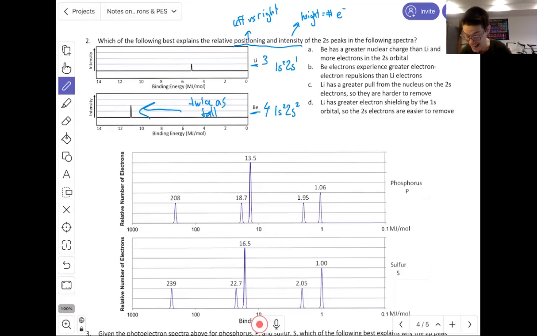So which of these answers explains why beryllium is shifted to the left and why its peak is twice as tall? So which answer seems the most reasonable, A, B, C, or D?